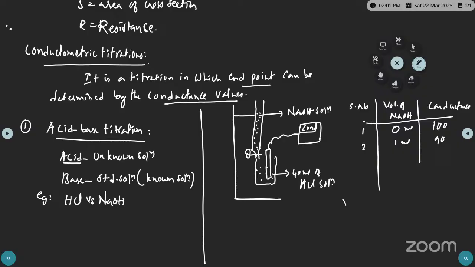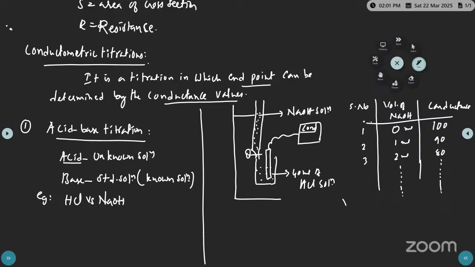Okay, and let's add another 1 ml, so that is 2 ml. And the conductance again decreases, for example 80. So like that, by adding sodium hydroxide solution, the conductance will be decreases until the total reaction is completed.